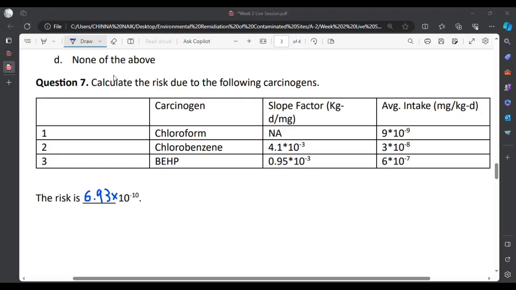Okay. The right answer, everybody is getting the same value, that is 6.93 into 10 power minus 10. Okay. Good. And next we'll move into the next question.